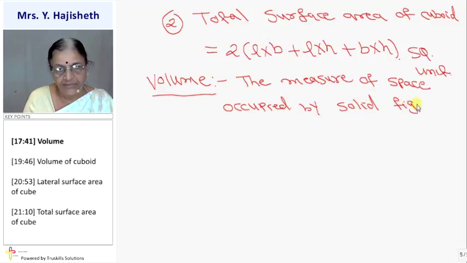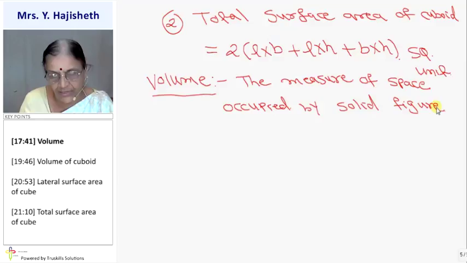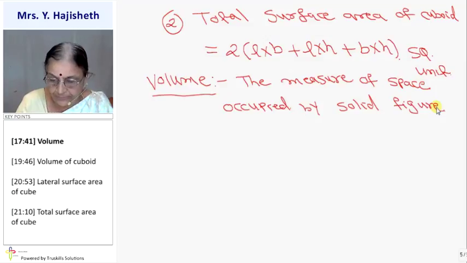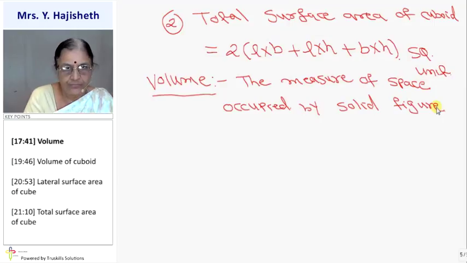तो जब भी आपको कैपेसिटी मेजर करनी है तो आप किसकी फॉर्मूला यूज करोगे? वॉल्यूम की. ओके, how much water can be, what is the capacity, how many litres of liquid water can be contained in this cuboid vessel, or how much milk can be there. So the measure of space occupied by solid figure is called volume.